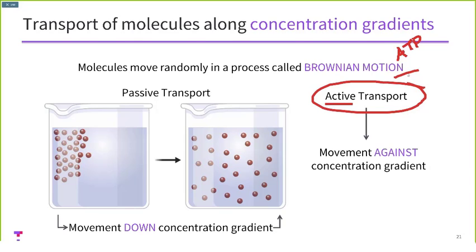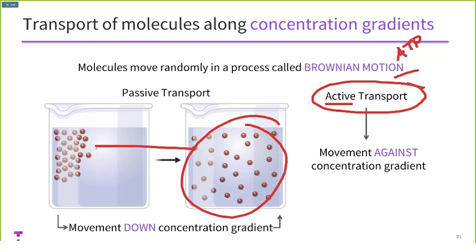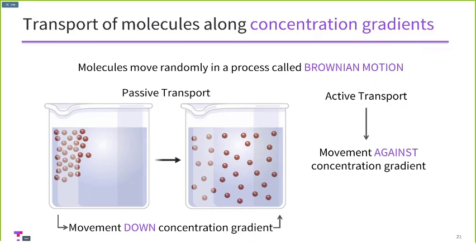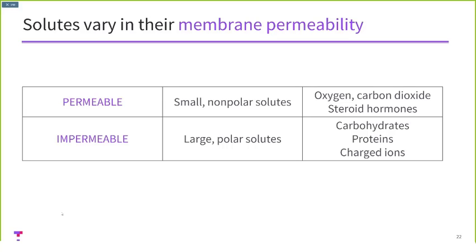ATP means you have to spend this nucleotide energy to power the motion from an area of low to an area of high. So you're going up against the gradient to the area that's going to be more accumulated. And this then relates to the fact that membranes, which is our cell membrane, right? This is going to be our cell membrane.